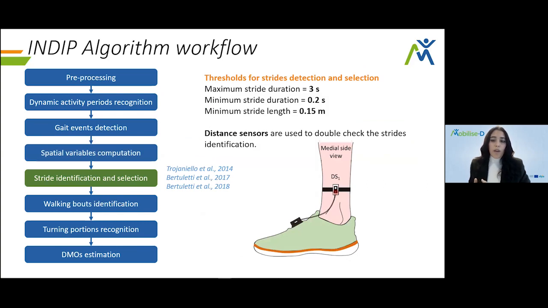At this stage, we have both temporal and spatial variables, so we are ready to define the strides as the interval between two consecutive initial contacts of the same foot. Then the strides are selected by applying thresholds on the minimum duration, minimum length, and maximum height to discard all the spurious movements which do not satisfy the criteria. In this phase, we also use distance sensors as stride counters.